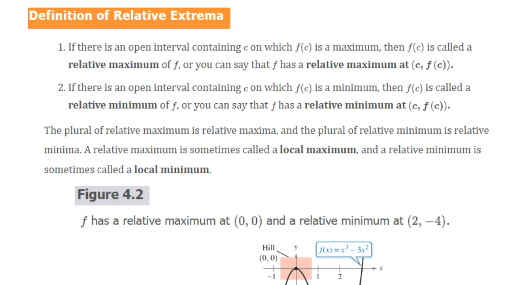The plural of relative maximum is relative maxima. The plural of relative minimum is relative minima. A relative maximum is sometimes called a local maximum, and a relative minimum is sometimes called a local minimum.